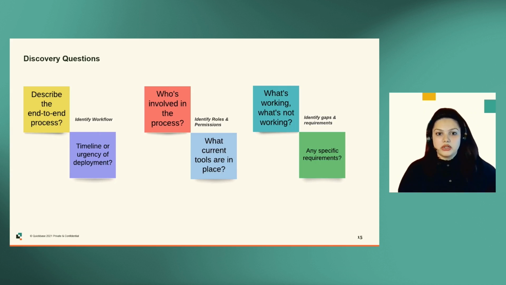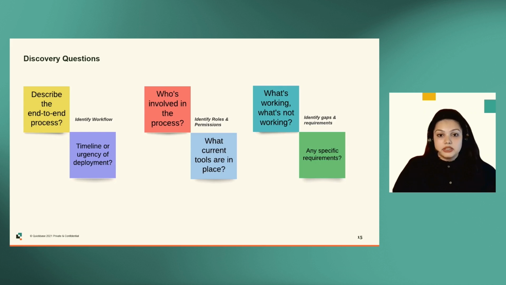And then what current tools are in place? So that's another question you might ask. So we know that currently Excel files are being used and they're being emailed back and forth. So there's some sort of a communication channel that's being used to move these spreadsheets from one user to another.